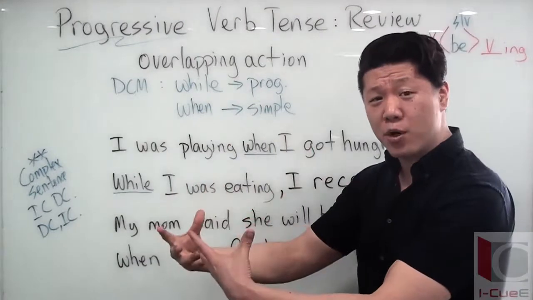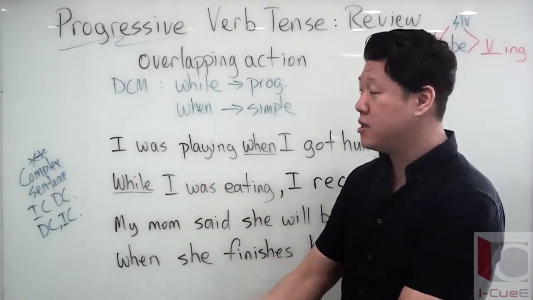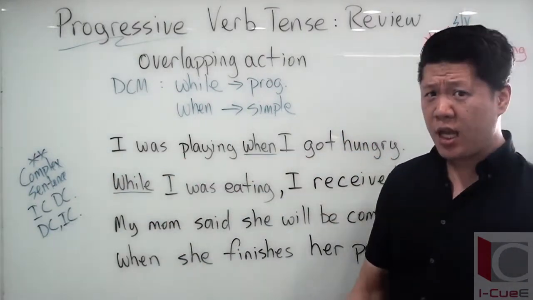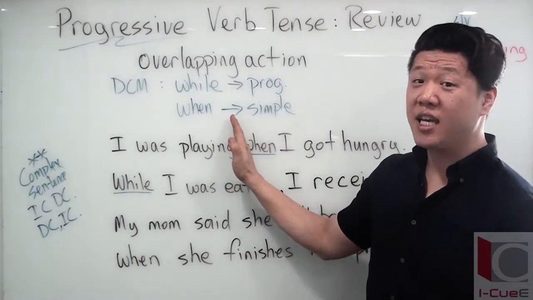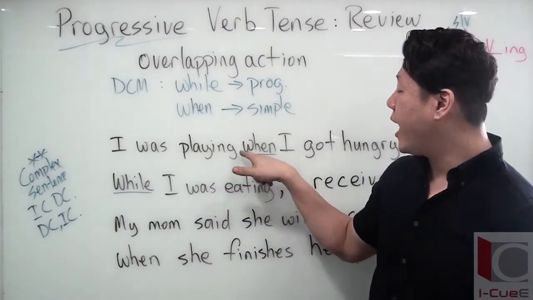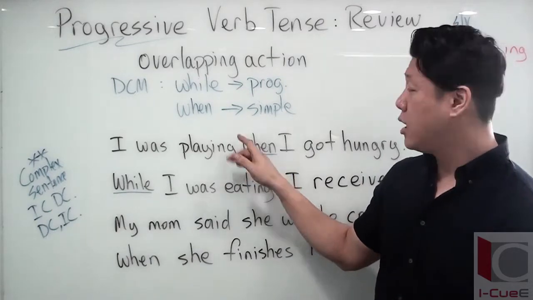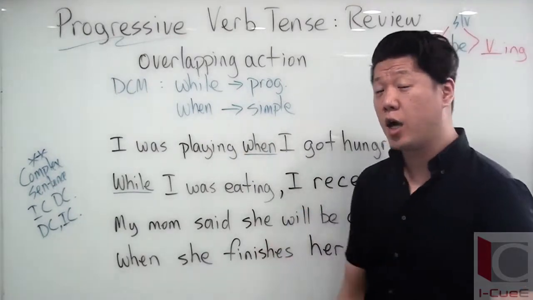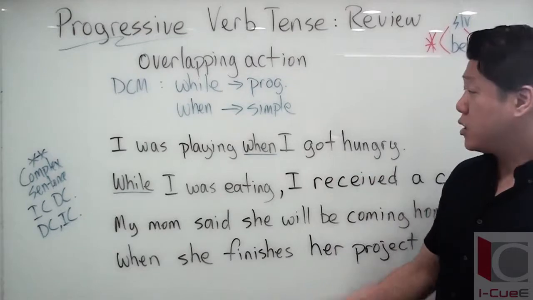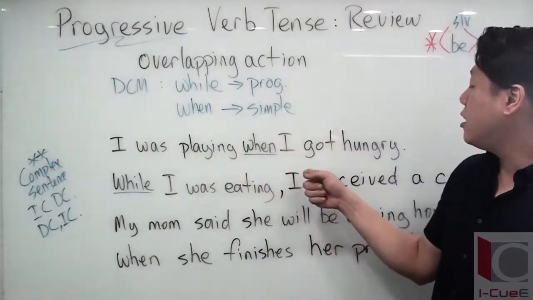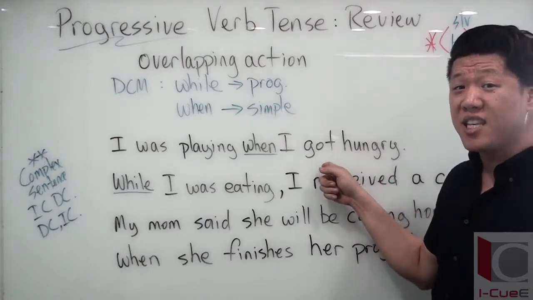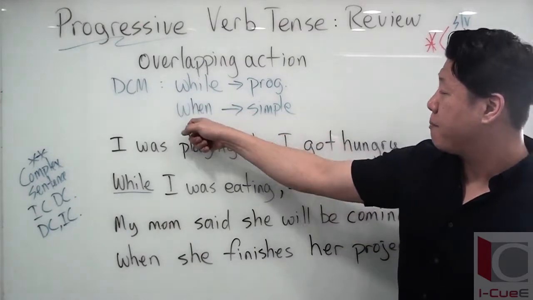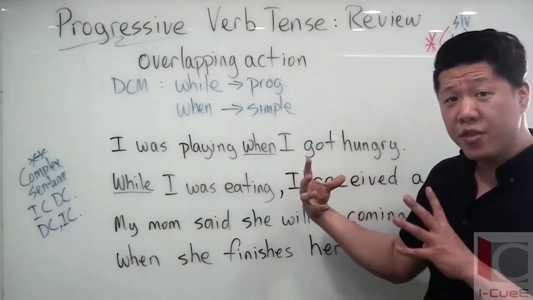This is the past progressive tense and the past simple tense making a complex sentence. So, I was playing when I got hungry. I was playing. This is an independent clause. I was playing. I could stop here and put a period. But a complex sentence has an independent clause and a dependent clause. So my dependent clause is when I got hungry. So here, progressive tense, past. Here, I got hungry. Got is your simple past of go. And so when is your DCM, because this is my simple sentence, and this is how you put it together.